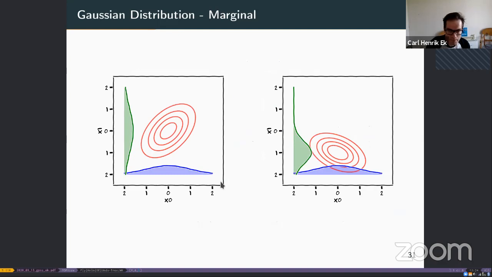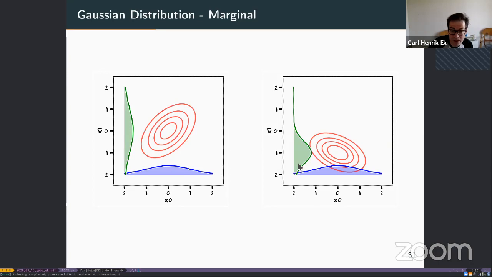Another way of seeing this graphically is that if I take x0 here, and now take the marginal of this coming from the distribution where x1 looks like this and the joint looks like this, it stays the same.